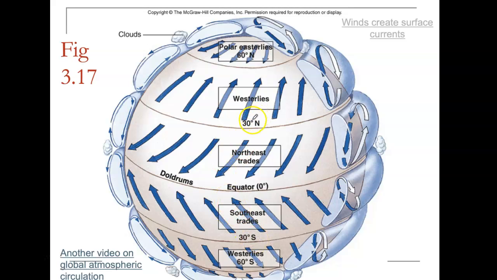So again, we're going to get the same thing happening here with air masses rising here and then air moving in to take its place. So that'll create our westerlies here and here. But our trade winds are going to be our most consistent wind patterns. So again, our polar easterlies and westerlies are going to vary a little bit more.